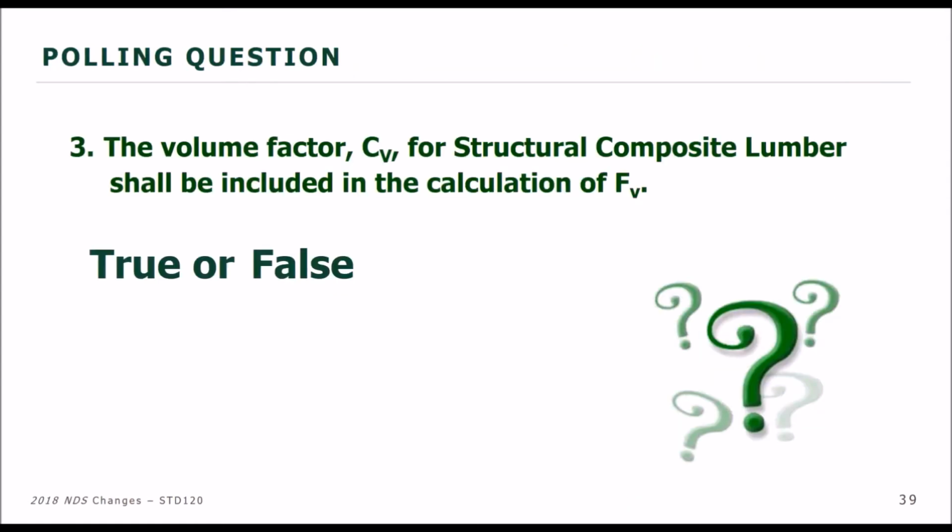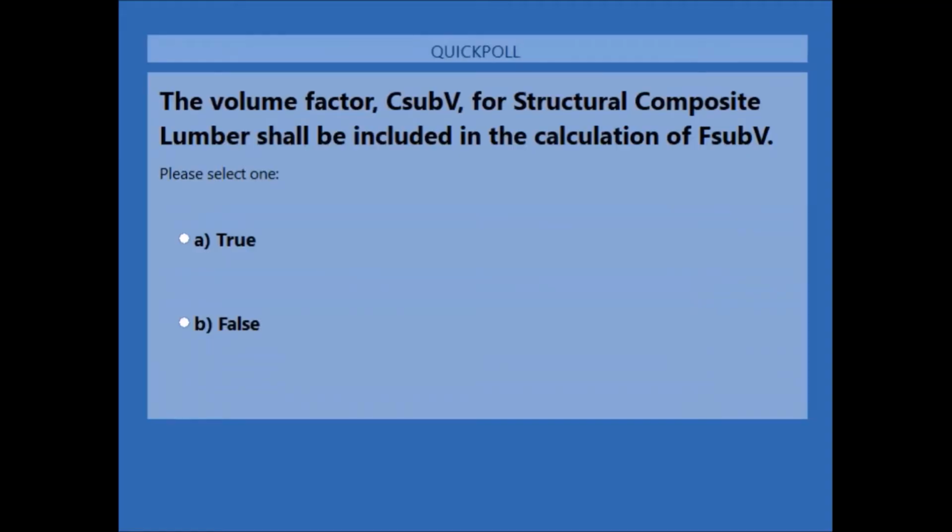Okay, then we have the second, or actually third poll. Absolutely. So let's see, we have: the volume factor C sub V for structural composite lumber shall be included in the calculation of F sub V. Is that true or false?